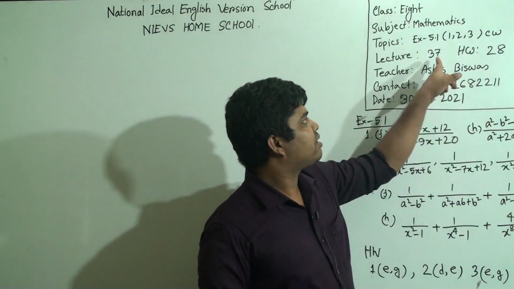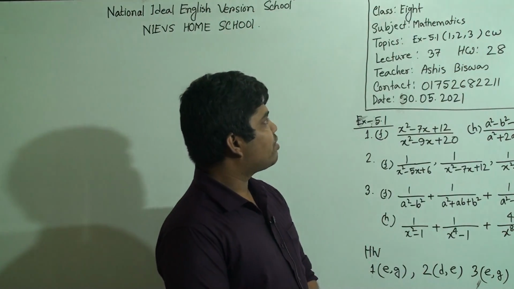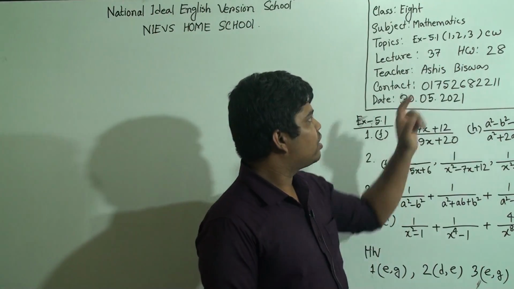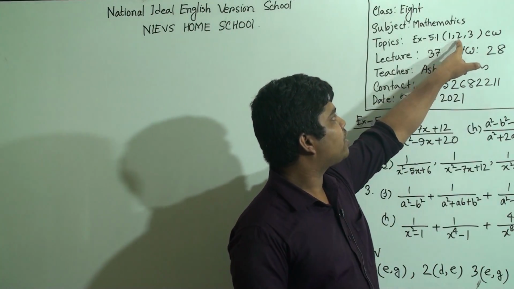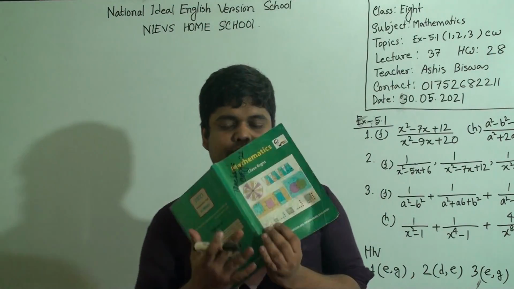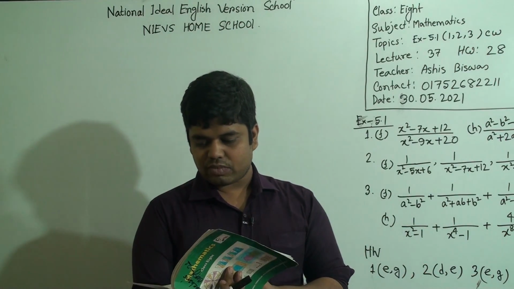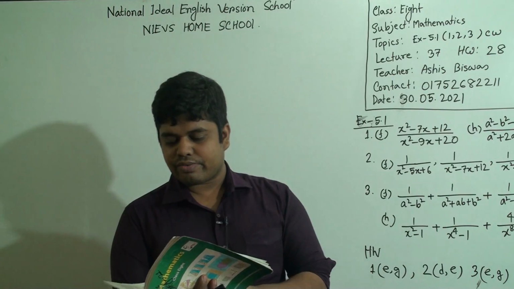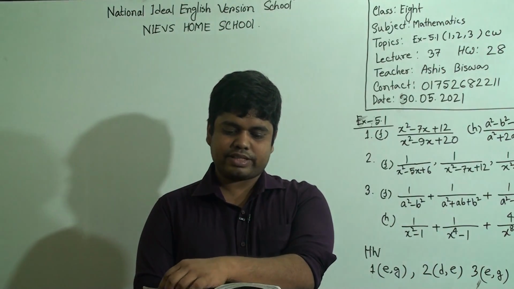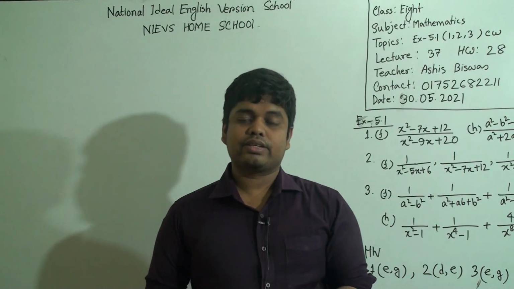Today is our lesson number 37 and SW number 28. My dear student, today's topic's name is exercise 5.1. From 5.1 we shall solve question number 1, 2 and 3. Dear student, please open your math book, and today we shall solve chapter 5, algebraic fraction. From algebraic fraction exercise 5.1 we shall solve 1, 2 and 3.